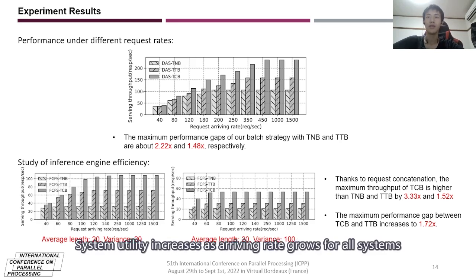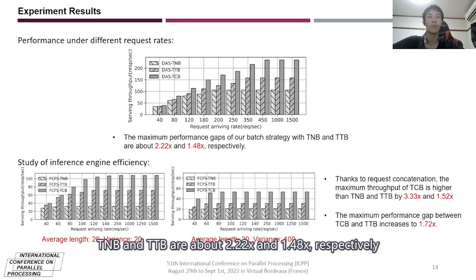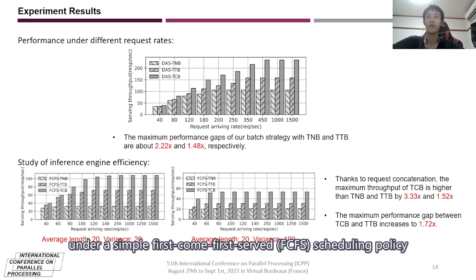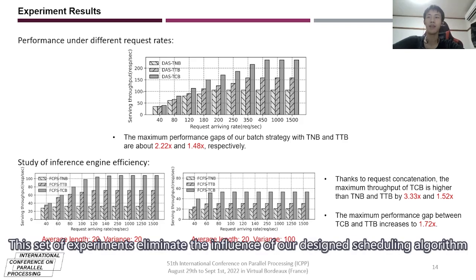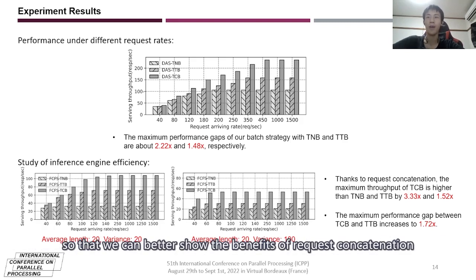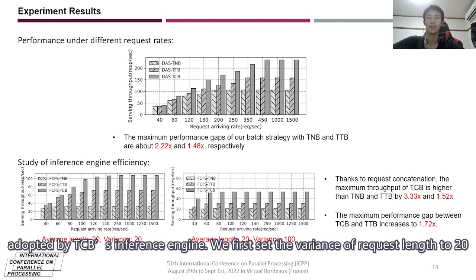System utility increases as the arrival rate grows for all systems. The maximum performance gaps of our batch strategy with TNB and TTB are about 2.22 and 1.48 respectively. We then studied the system performance under the simple first-come, first-served scheduling policy. This set of experiments eliminates the influence of our designed scheduling algorithm so that we can better show the benefits of request concatenation adopted by TCB's inference engine.